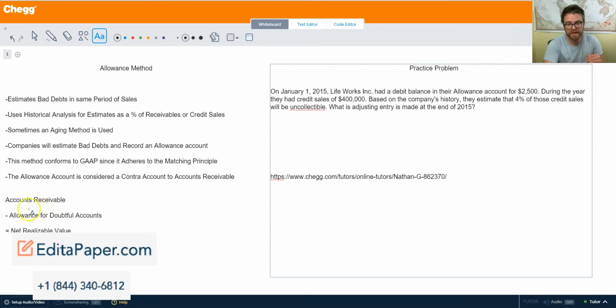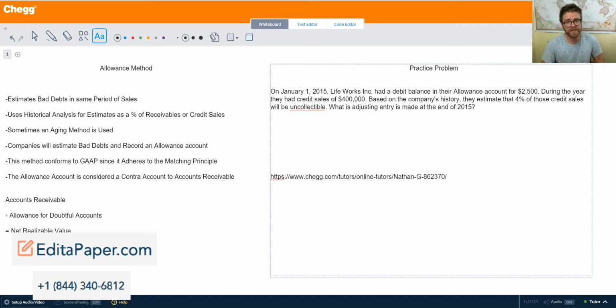And here, like I was saying, accounts receivable minus allowance for doubtful accounts is what they call net realizable value. Net realizable value means what you expect to receive in cash, right? You have your receivables, and then you have that little allowance account of the estimate of what you expect not to receive in cash. You deduct that out, and then whatever's left over is what you expect to receive in cash.